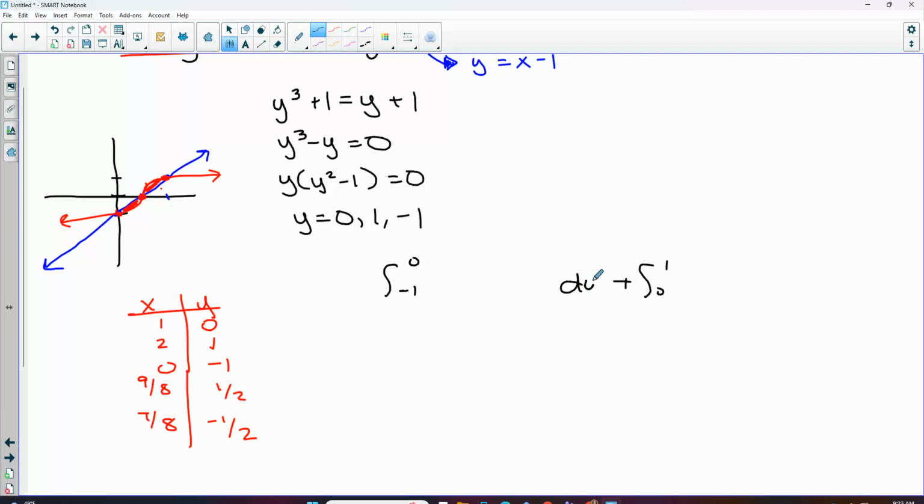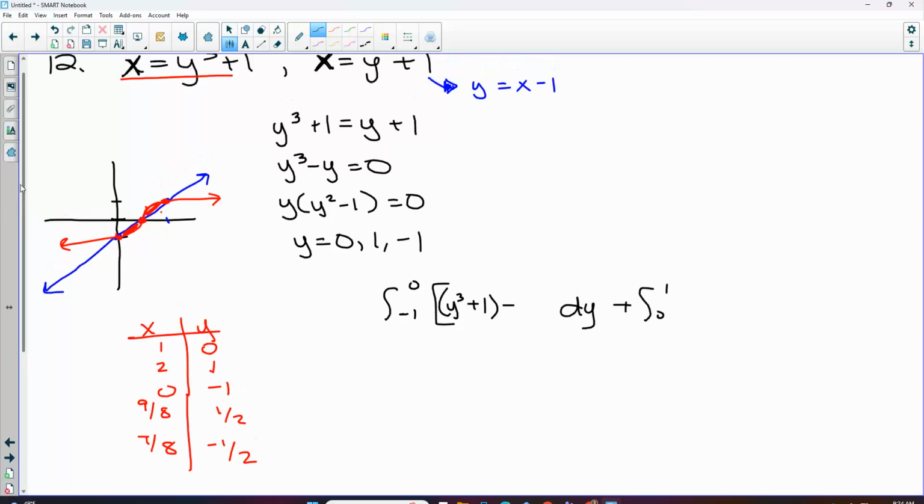When you are working in terms of x, we do top minus bottom. When you're working in terms of y, you do right minus left. So the right curve here was my y cubed plus 1, minus my left curve, which was my line y plus 1.